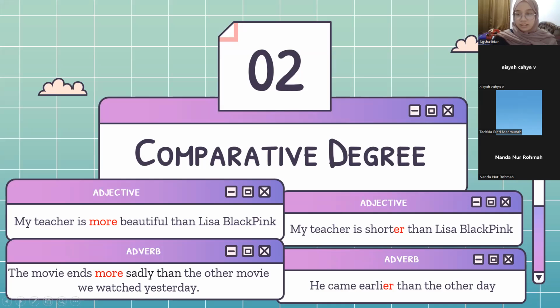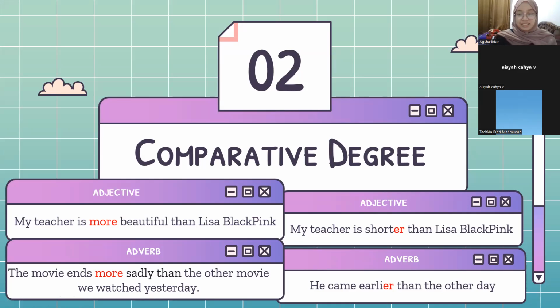Yes, Taskia, you just unmuted your mic. It's just they have a similar meaning, right, Miss? They just have different words because using more is for the word beautiful, which is longer than short. I think what is it? The syllables.